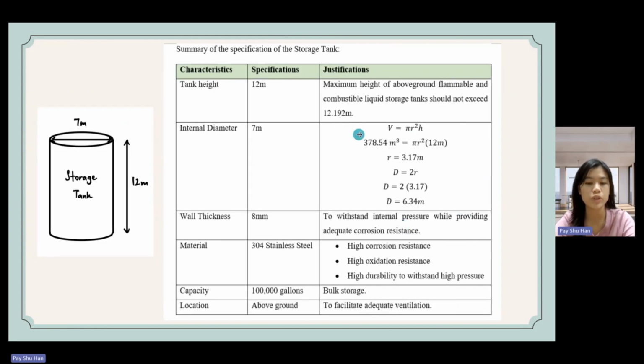Firstly, the material used is 304 stainless steel, which has high corrosion and oxidation resistance as well as high durability. To be able to contain 100,000 gallons of isopropyl alcohol produced, we set the height of the tank to be 12 meters. Based on the cylindrical volume formula V equals pi r squared h, we can estimate the diameter of the storage tank to be 7 meters. The thickness of the tank wall is set to be 8 millimeters to withstand internal pressure. Lastly, the tank is located above ground to ensure it is well ventilated.